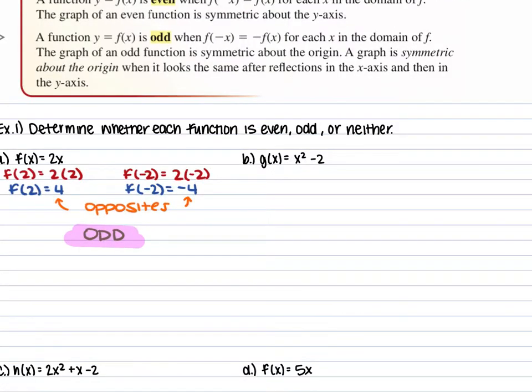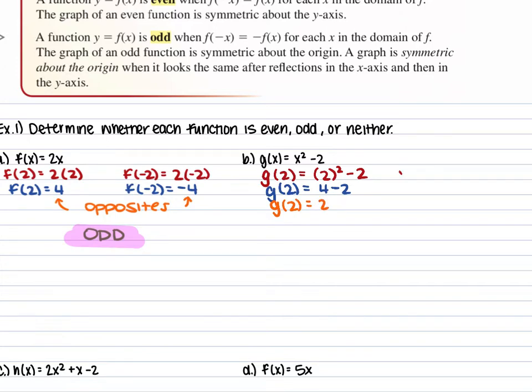For example B, we have g of x is equal to x squared minus 2. So we're going to plug in the positive 2 first. We have g of 2 is equal to 2 squared minus 2. The 2 squared is 4. And 4 minus 2 gives us 2. So g of positive 2 is positive 2.